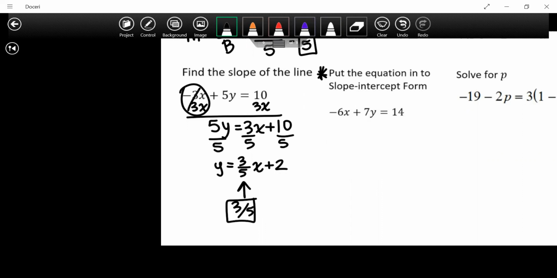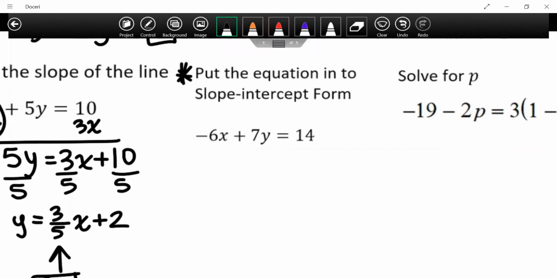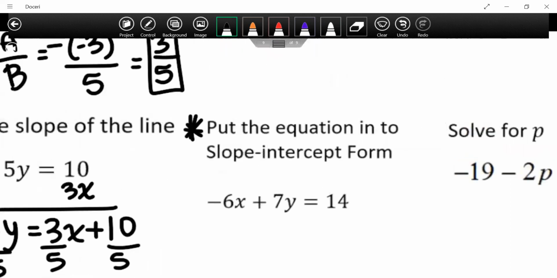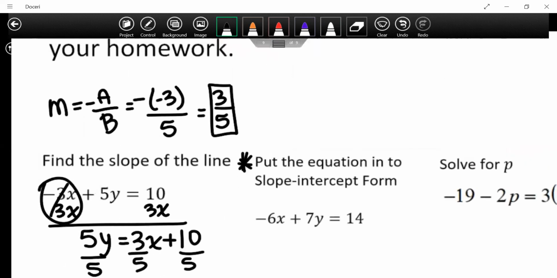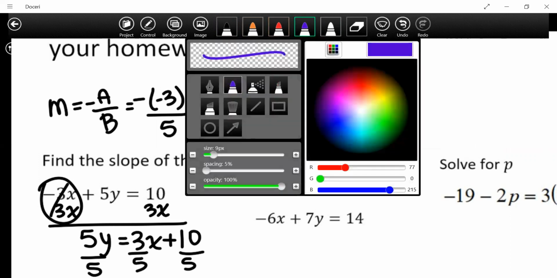Whichever way works for you, you'll probably have to do both on the tests. It will give you a standard equation and ask you what the slope is. You can use either method. The one to the right, solving it again, we want to put it into slope-intercept form. Our slope-intercept form is y is equal to mx plus b. So we want to be able to put it in that form.